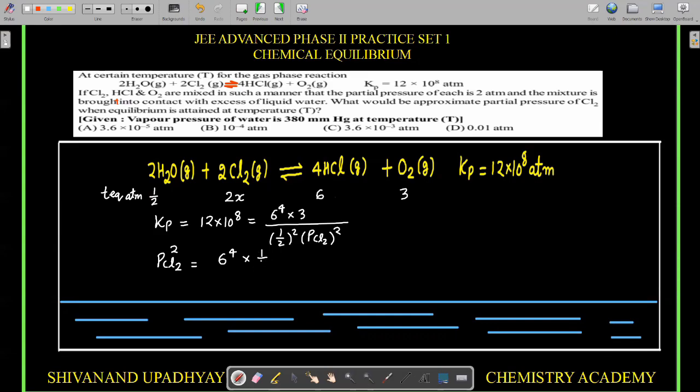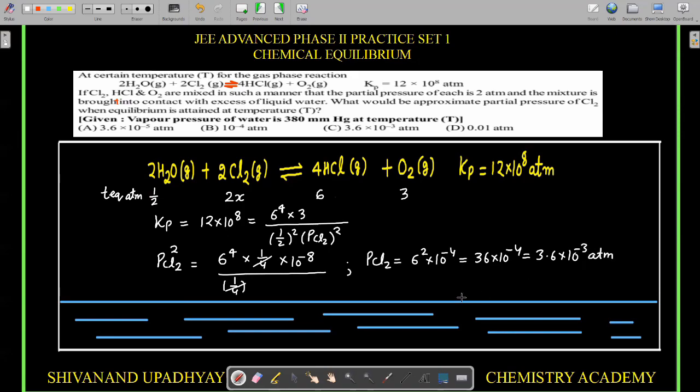is equal to 1 by 4, right? So I can write this is 1 by 4 and this is also 1 by 4 in the denominator, and this is now 10 to the power minus 8. So if I simplify this, 1 by 4 and 1 by 4 is going to cancel out. So pressure of Cl2 at equilibrium, we can write from here that pressure of Cl2 is equal to 6 square into 10 to the power minus 4, which we simplify, it is equal to 36 into 10 to the power minus 4, or we can write here that this is equal to 3.6 into 10 to the power minus 3 atm. So this is the pressure of Cl2 gas at equilibrium.